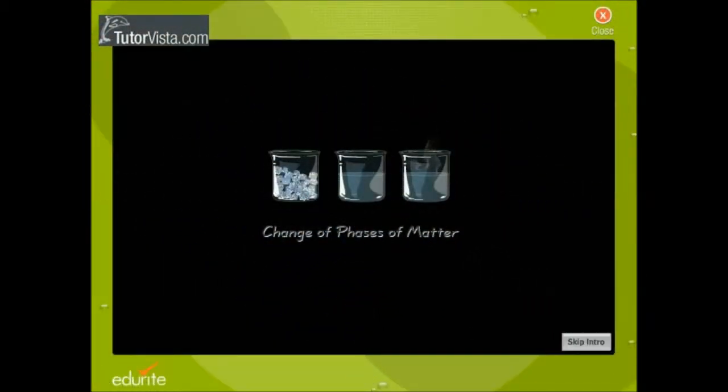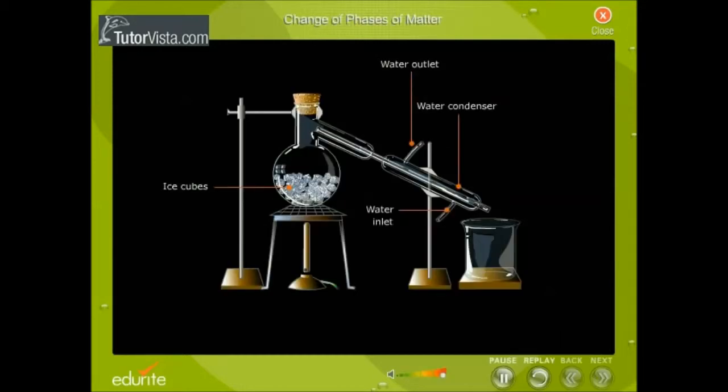Change of phases of matter. The three phases of matter are solid, liquid, and gas. Let us now perform a simple experiment to see how water undergoes changes in its state of matter under different conditions of temperature. Arrange the apparatus as shown here. Take some cubes of ice in a round bottom flask and heat it. What do you observe? We observe that the cubes of ice melt to form water, which is the liquid state of ice. Continue supplying heat energy.